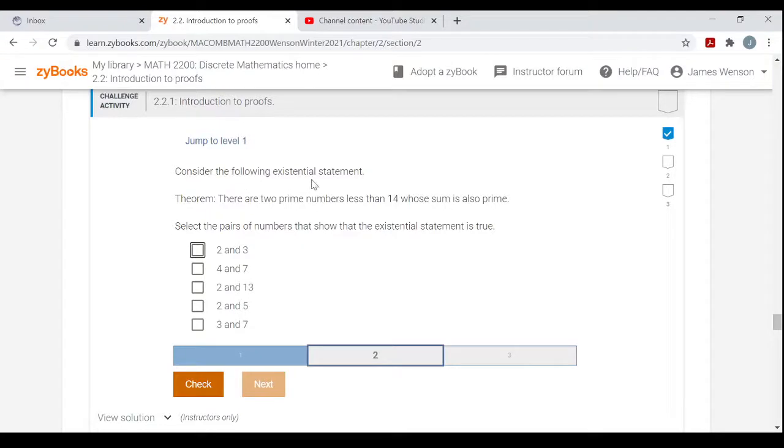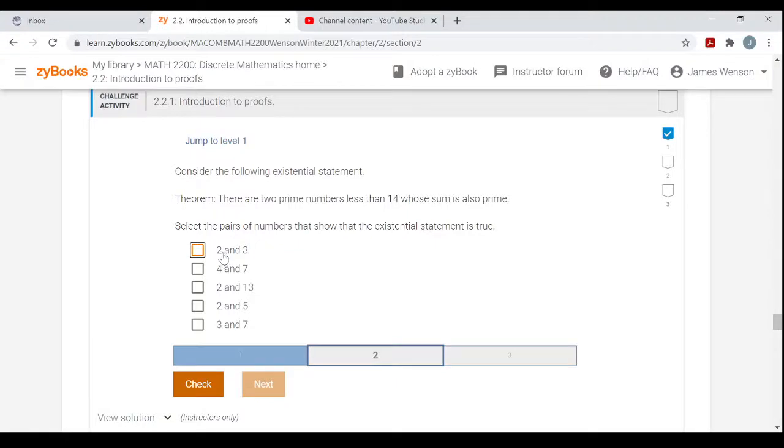Consider the following existential statement. Theorem: there are two prime numbers less than 14 whose sum is also prime. Now it's an existential statement, and it's a theorem. A theorem means it can be proven true. And to prove an existential statement true, you just find one example. Just find one example of two prime numbers less than 14 whose sum is also prime.